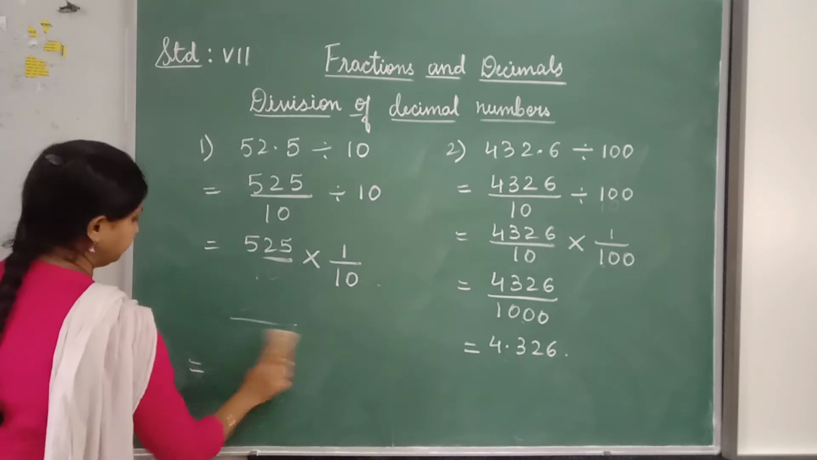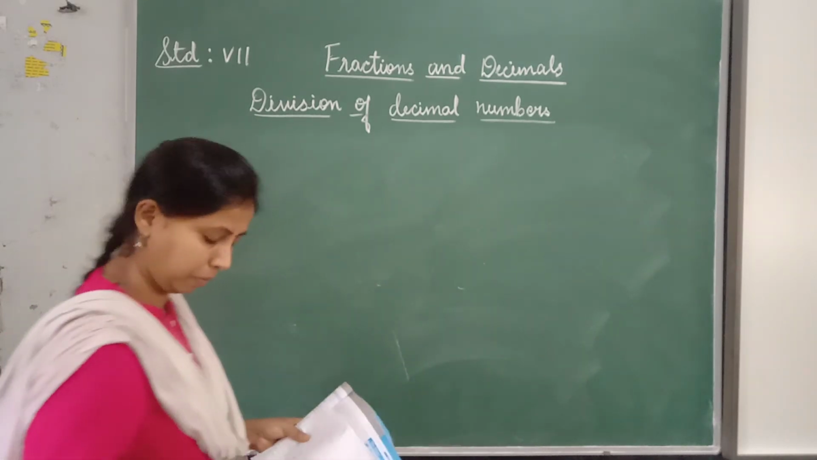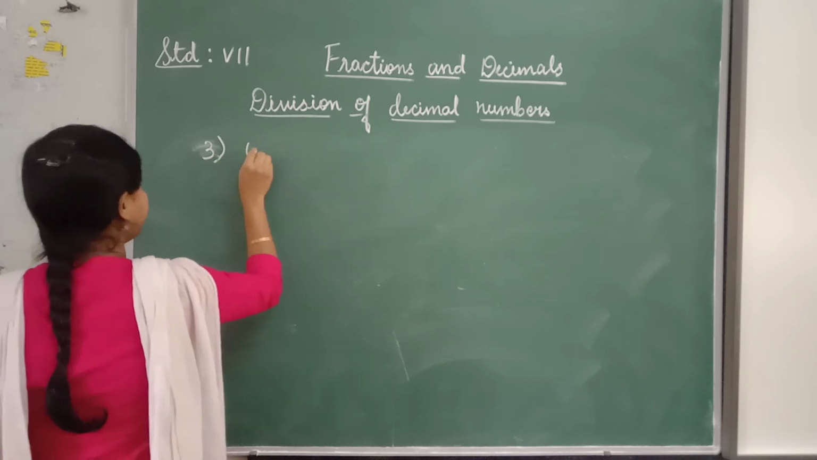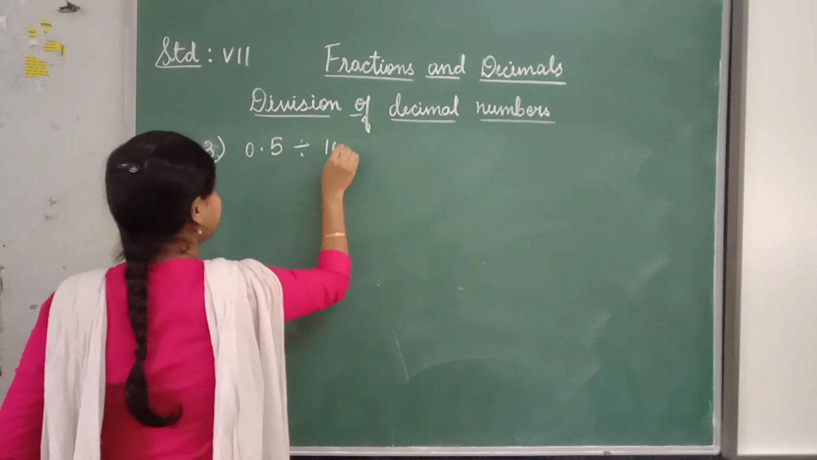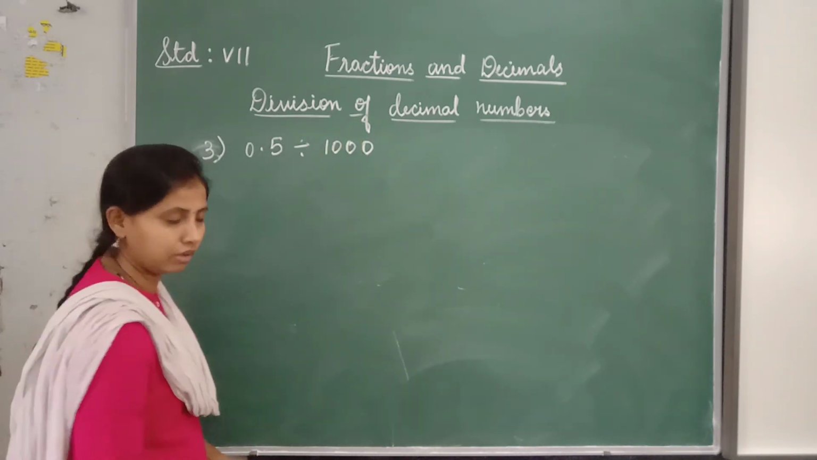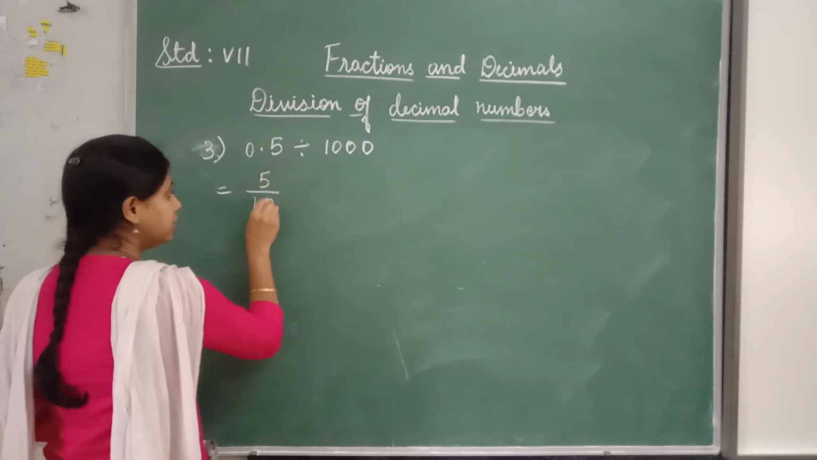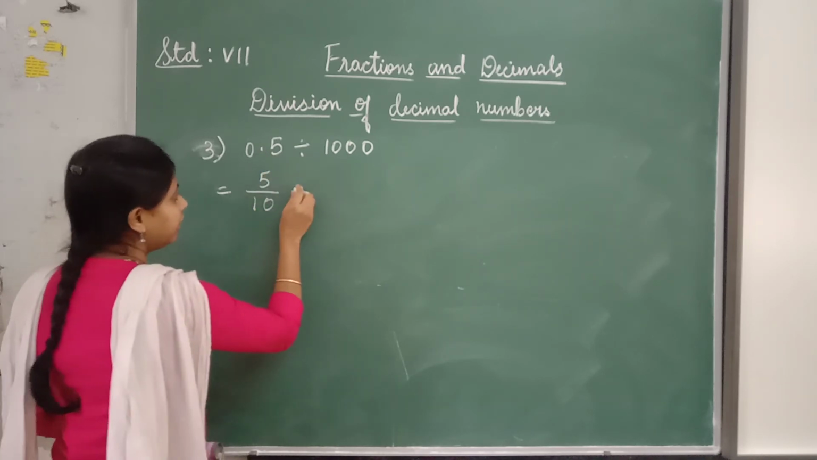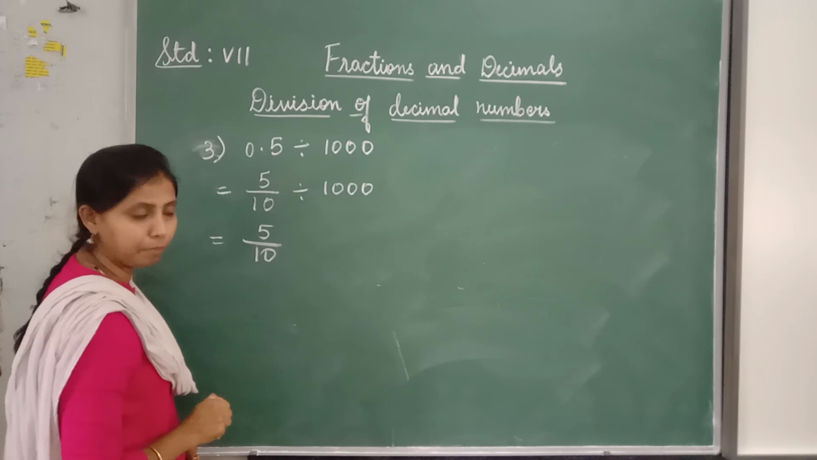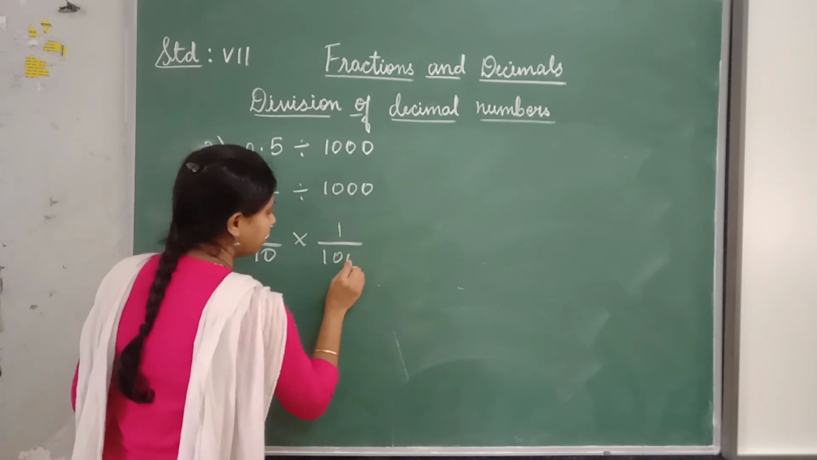Let me take one more example. Third example, 0.5 divided by 1000. Okay children, 0.5 you have to divide by 1000. Okay, so again the same step, 0.5 convert into fraction. So fraction form is 5 upon 10, 1 digit, so 1 zero. Divided by 1000. Now 5 by 10 remains as it is in the next step. And you have to write the reciprocal of 1000. What is the reciprocal of 1000? It is 1 upon 1000.